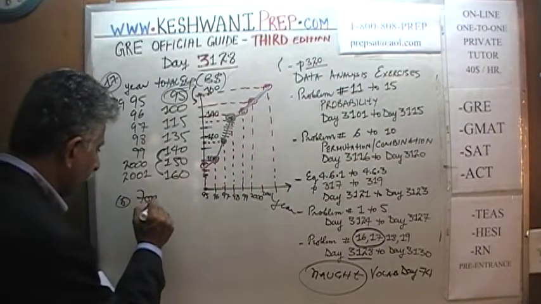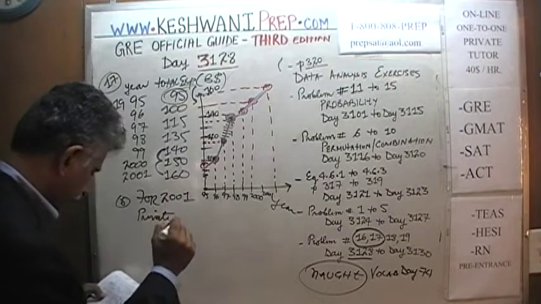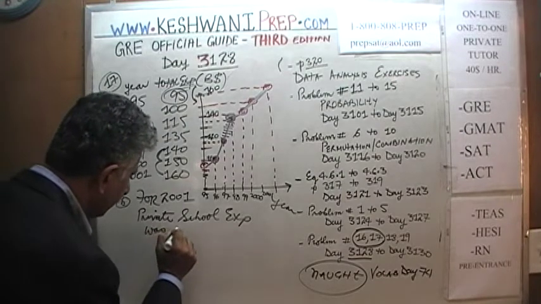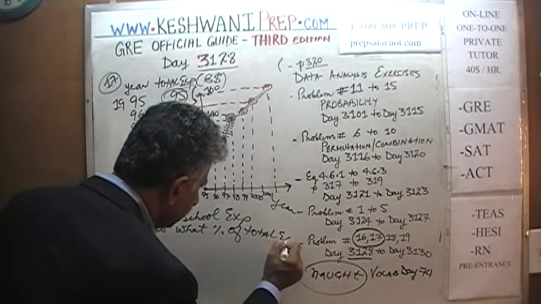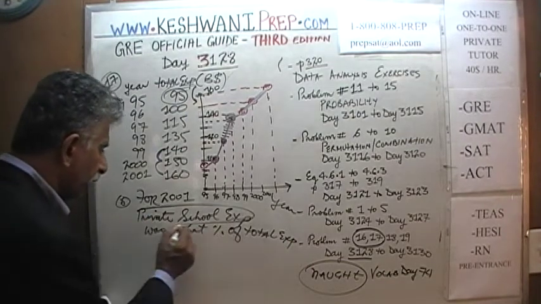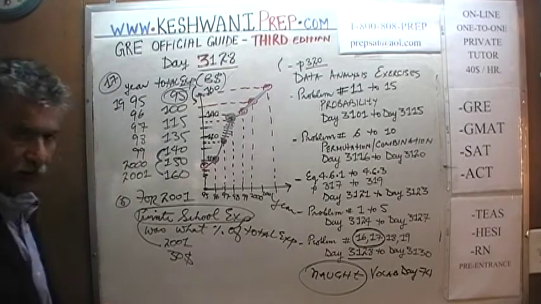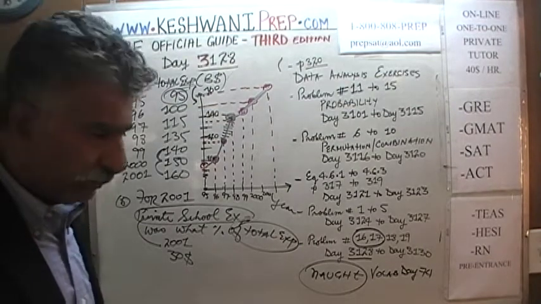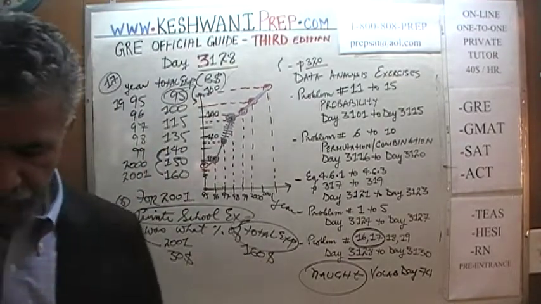So for 2001, the private school expenditure was what percent of total expenditure? Well, if you look at your book, you will find that the private school expenditure in 2001 was $30 billion, and the total expenditure, which is the public school and private school combined, was $160 billion. So it's a very straightforward, very simple question.